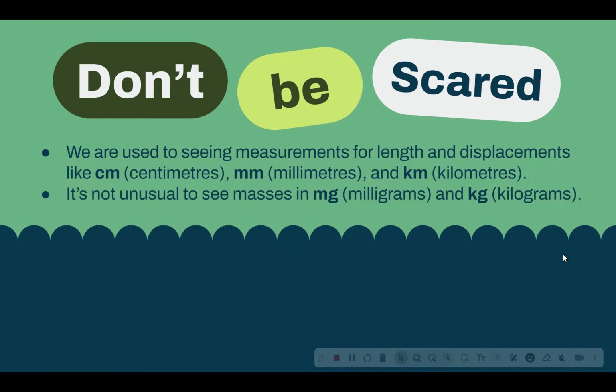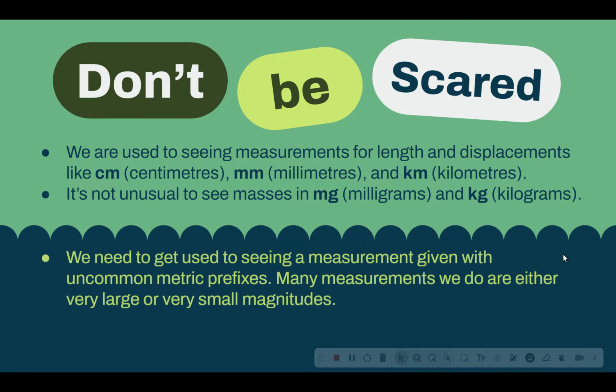A lot of times, some of the first exposure we get to metric prefixes that we see all the time are measurements of length or displacements. Things like centimeters and millimeters and kilometers. It's also not unusual to see measurements of masses in milligrams or kilograms, the thing that we actually want. But we need to recognize that any measurement in the metric system can be given with these metric prefixes, including ones that we're not as commonly seeing.